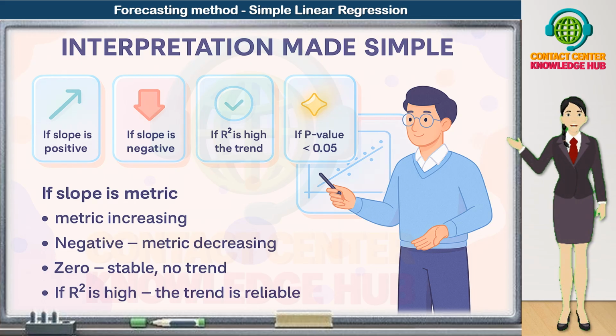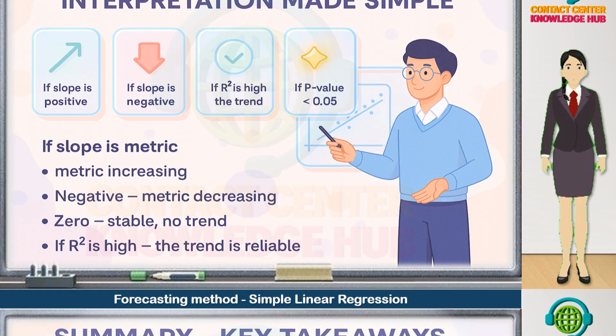Next, check the R-squared value. If R squared is high, it means the trend is reliable and the model explains most of the variation in the data. Finally, review the p-value. If the p-value is less than 0.05, the regression is significant. This tells you the trend is real and not just due to random noise. These three signals, slope, R squared, and p-value, give you a quick and clear interpretation of your forecast model.